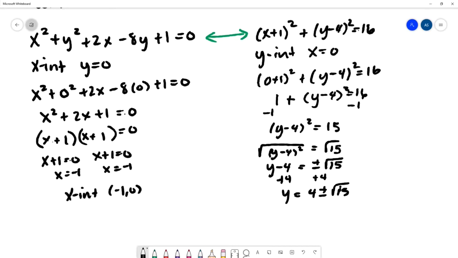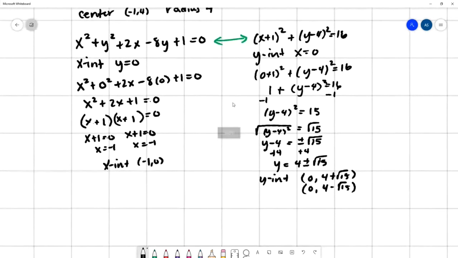And that means I've got two y-intercepts. Let me write them as ordered pairs. 0, 4 plus square root of 15. 0, 4 minus square root of 15. So we've got our center, radius, and intercepts. One last thing that we want to do is to graph our circle.